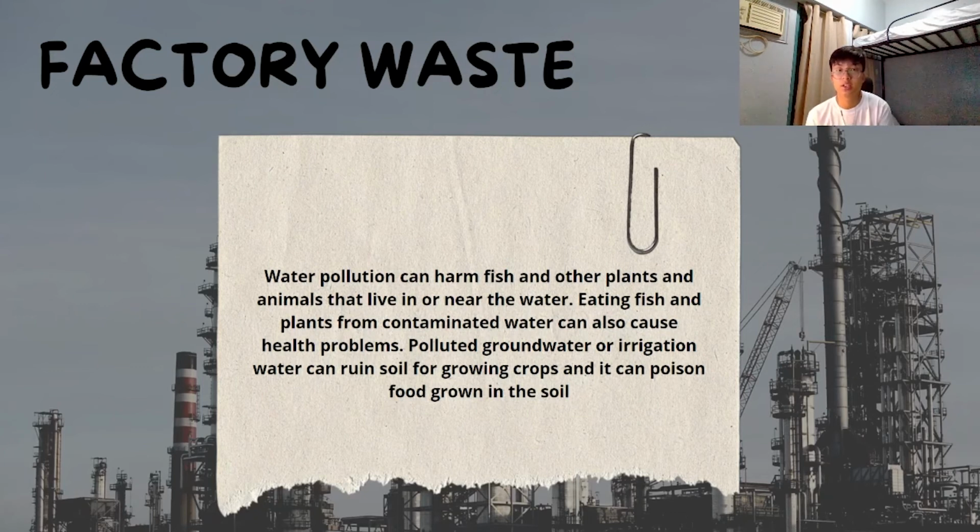As you all know, water pollution can also harm fish and other plants and animals that live in or near the water. If we eat fish or other plants from contaminated water, it can also cause us health problems. Polluted groundwater or irrigation water can ruin soil for growing crops, and it can poison food grown in the soil.